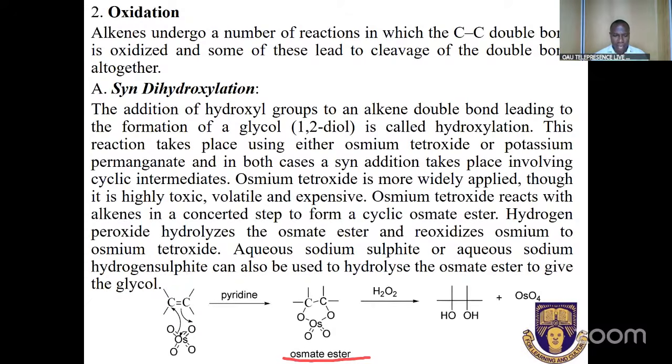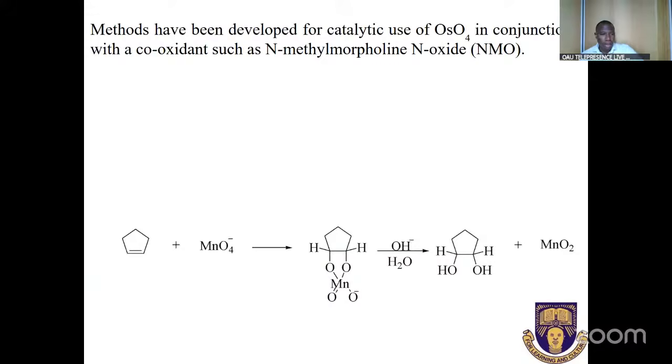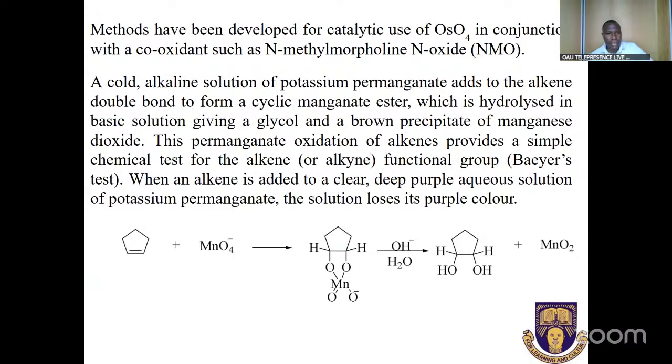So it's a case in which you have formation of that cyclic ester known as the osmate ester, and then an oxidation occurs in the presence of peroxide to generate the catalyst back. Okay, so we have the 1,2-diol or the glycol together with the osmium tetroxide reproduced. So again, in terms of the use of catalyst, I said this reaction, whether we're using osmium tetroxide or potassium permanganate, well, the product is basically the same.